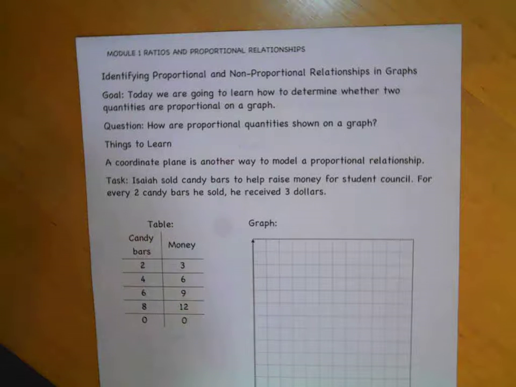Hello, math students. We are still working in Module 1 called Ratios and Proportional Relationships. This is Lesson 5, and it is called Identifying Proportional and Non-Proportional Relationships in Graphs.